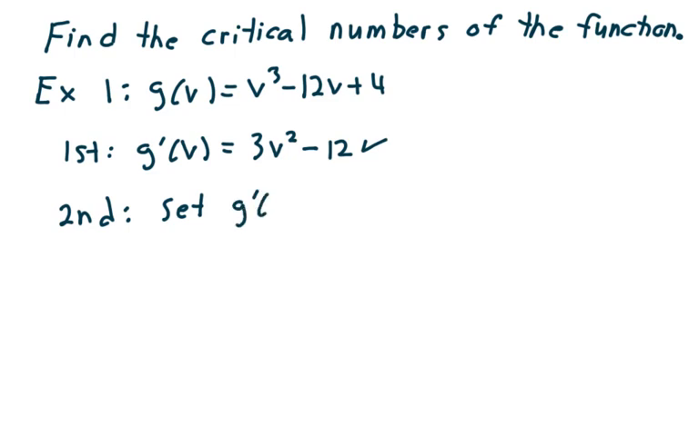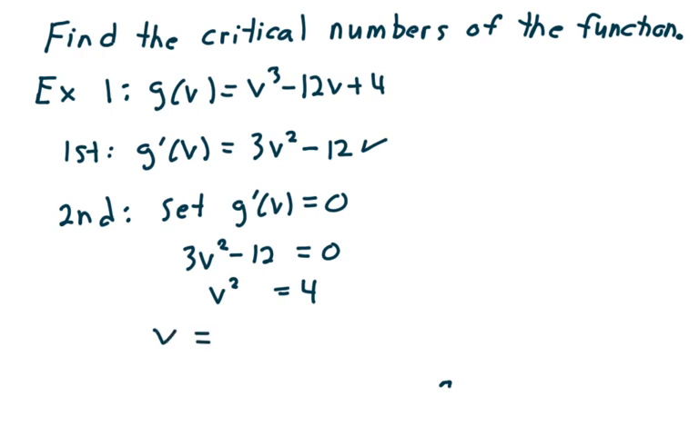So I'm going to take g prime of v and set it equal to 0. So 3v squared minus 12 is equal to 0. Now, can I say v squared is equal to 4? And so solving for v, I get v is plus or minus 2. And so the answer here is going to be negative 2 and 2. And that's example 1.